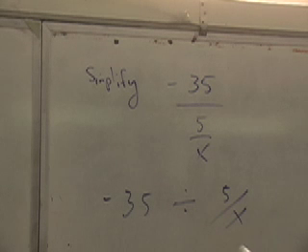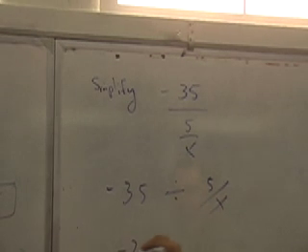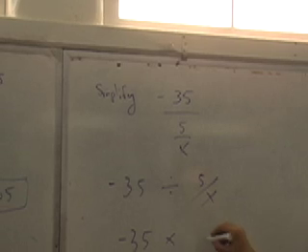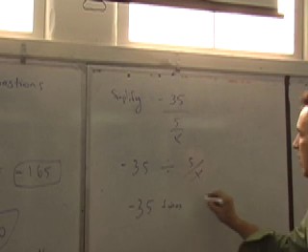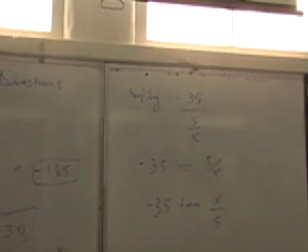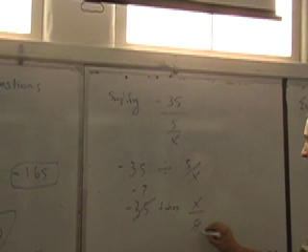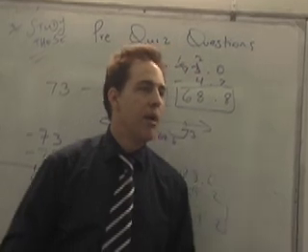Once you've made that translation, the whole thing starts to make sense, because we all know division is the same as multiplying. Negative 35 times what? The reciprocal, x over 5. I'm going to write times x over 5, and that cancels, and it is equal to negative 7x. That's it right there.